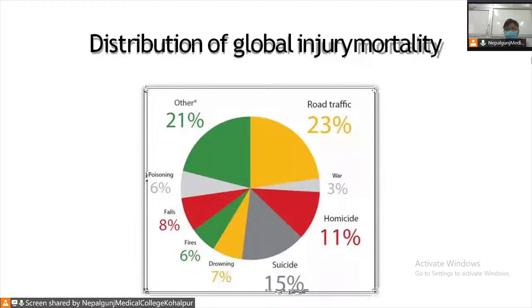Before going to anything, we need to know the incidence. Regarding the incidence, 23% of global injury mortality is due to road traffic accidents. So the most common cause of polytrauma is the road traffic accident. Other causes are war 3%, homicide 11%, suicide 15%, drowning 7%, fire 6%, falls 8%, and poisoning 6%. So the most important thing is road traffic accidents, the commonest cause of polytrauma and of global injury mortality.